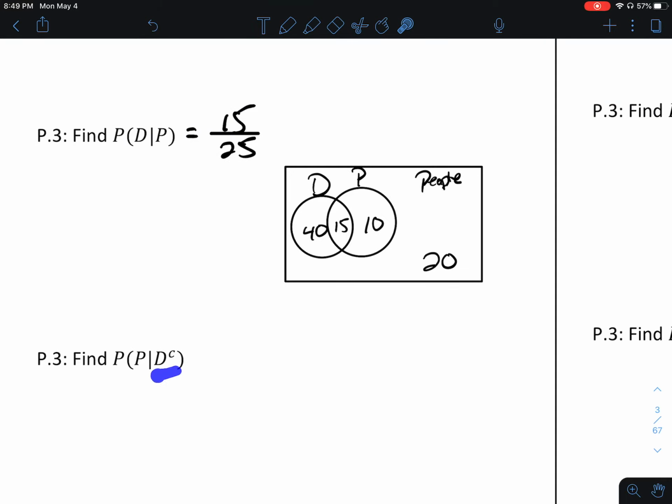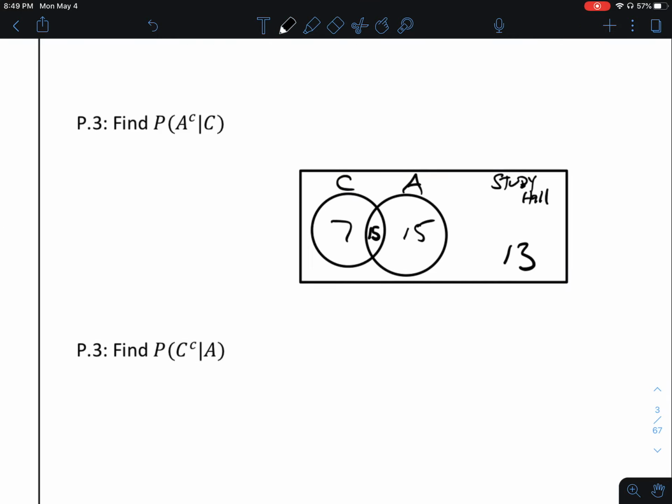Given that a person didn't walk a dog, so the non-dog walkers would be the 10 and the 20, which is 30. How many of those that didn't walk a dog walked a paradoxosaur? Well, that would be 10 out of 30. Reduce it if you want.